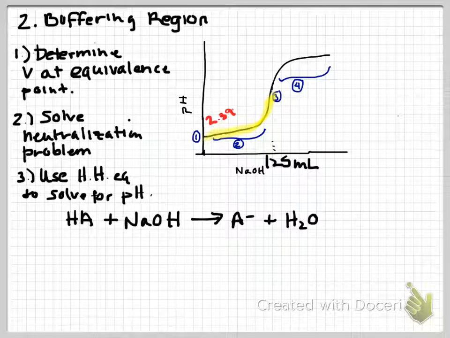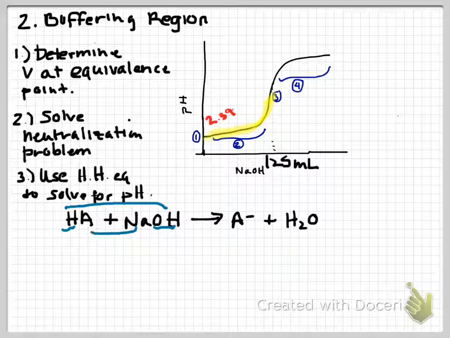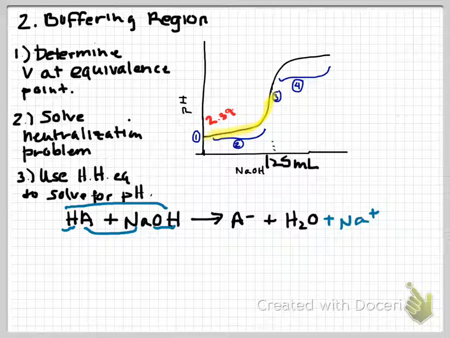We have a double replacement reaction. Here, I left off the Na plus ion. It's a spectator ion in this solution. So here we can look at our initial condition: moles of acid equal moles of base.